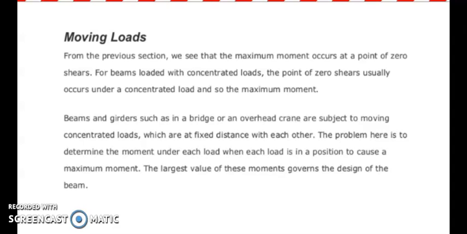This concept is applicable to beams and girders in a bridge, wherein it is subjected to a moving concentrated load. In the design, we are going to identify the maximum moment under each load. Whatever is the maximum moment governs the design.